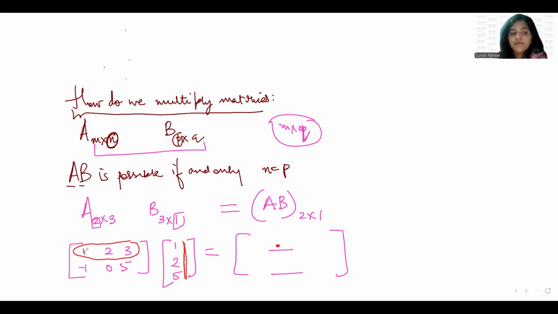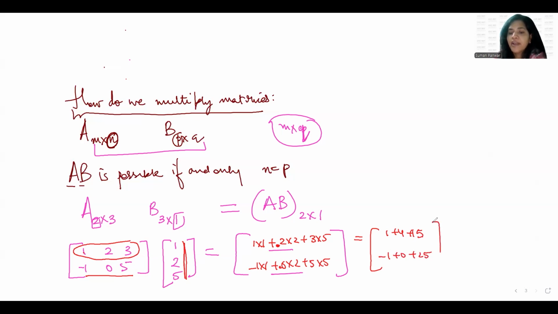How do you multiply? First entry with first. So 1 into 1 plus 2 into 2 plus 3 into 5. And then to get this entry, you pick up this row, again the same column. So minus 1 into 1 plus 0 into 2 plus 5 into 5. So this is 1 plus 4 plus 15, then minus 1 plus 0 plus 25. And now you can calculate it. This is going to be 20 and this is going to be 24. This is how we do matrix multiplication. So the operations on matrices are clear.